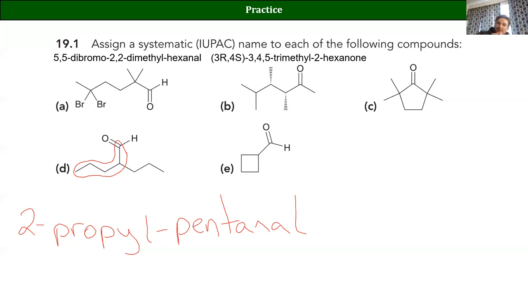You had a question about D. Yeah. What if you add another aldehyde on that propyl group? That's a good question. I don't know if you would name it as a dial. That's what we would normally do. Like if we had 2 alkenes, we name it as a diene. If we had 2 alcohols, we would name it as a diol. I don't know about dial.